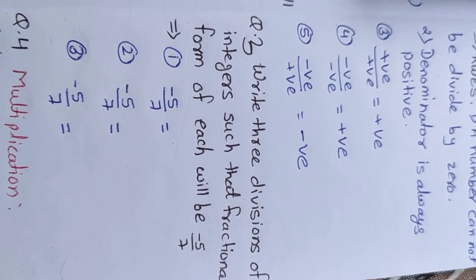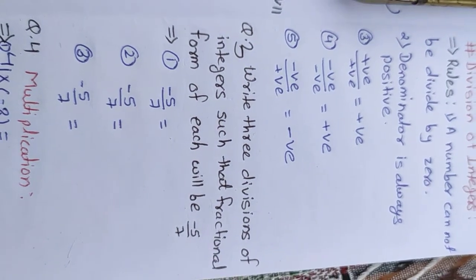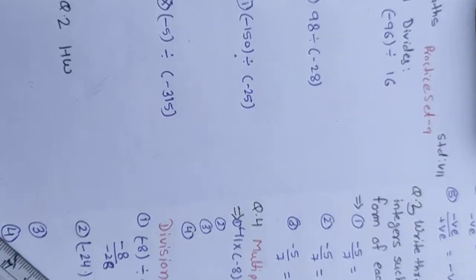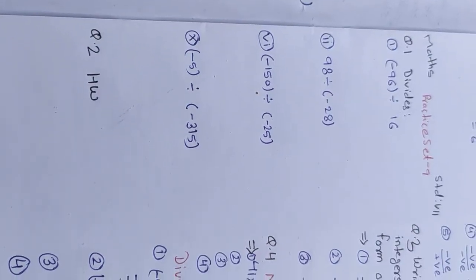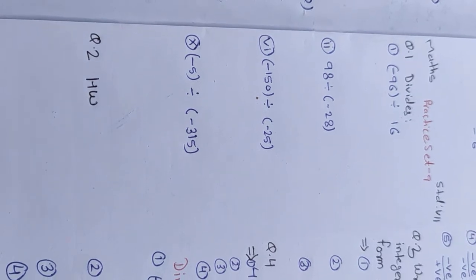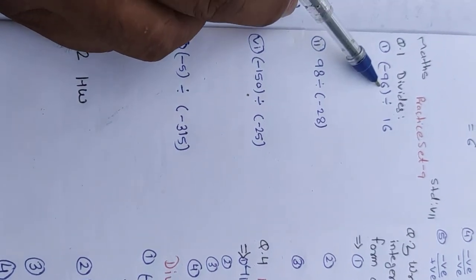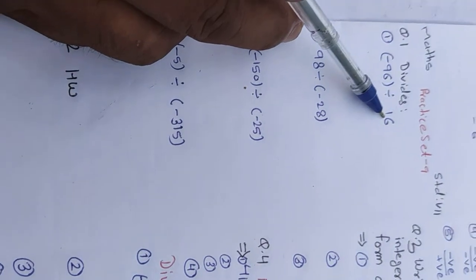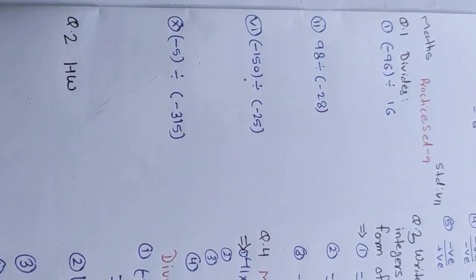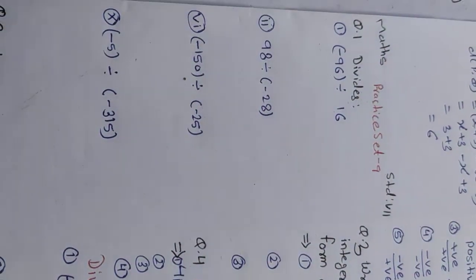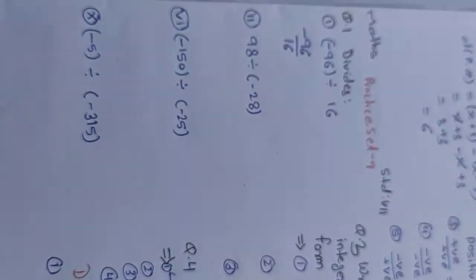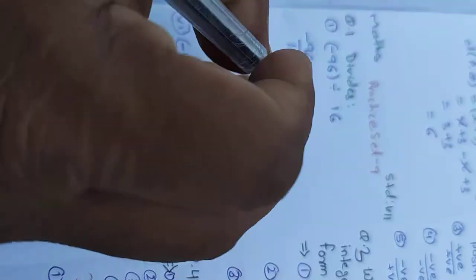Now we start our practice set 9. Let's start the practice set 9. The first sum is -96 divided by 16. Rule number 5. So first we have to write it in denominator form, like -96 upon 16. So this one we have to write in multiplication form. In the 16 table, 96 is there.